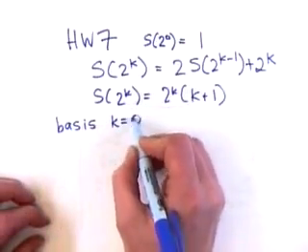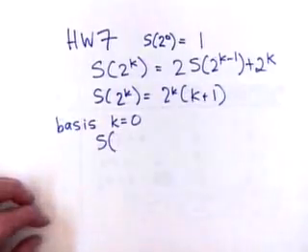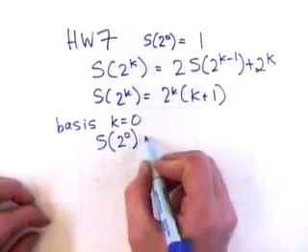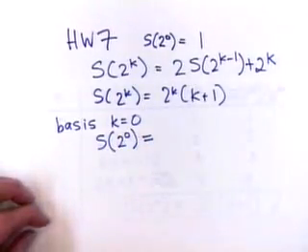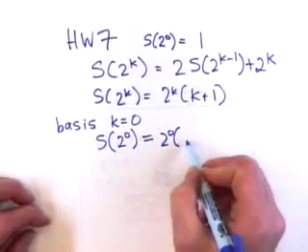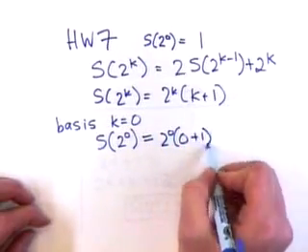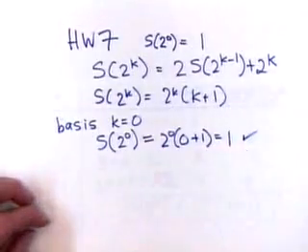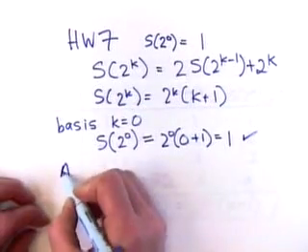K equals 0. So S of what is what I'm doing in my basis? S of 2 to the k, which is 2 to the 0. So I need to show that that's 2 to the 0 times 0 plus 1. That's equal to 1. And that's what my basis was. So what's your assume statement look like?